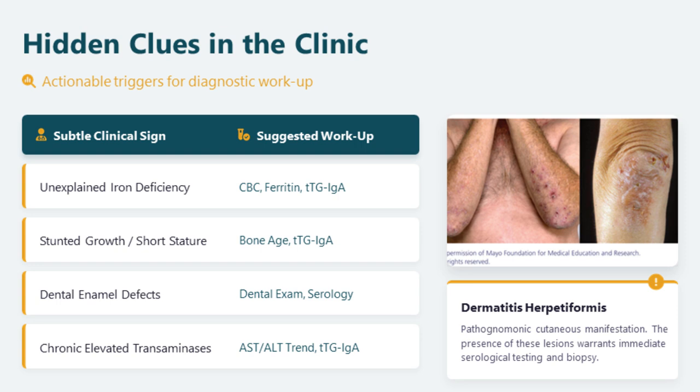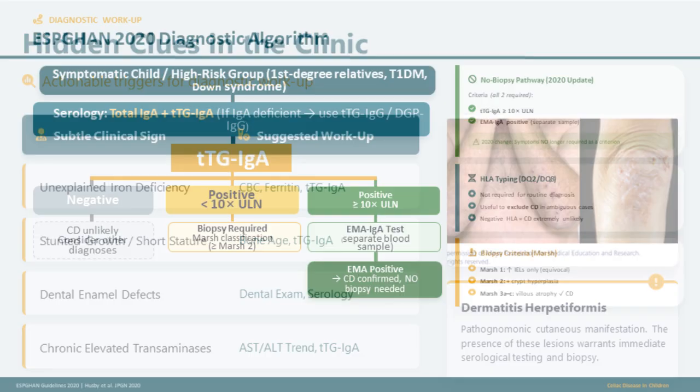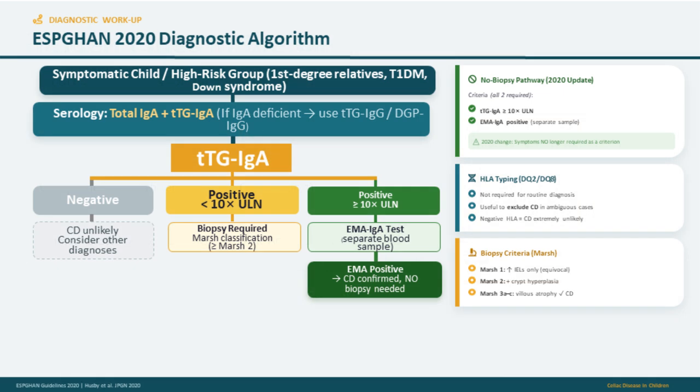diagnosis would be required. Now, the question that always comes when you're doing a diagnosis is when to do an endoscopy. It's easy to do a blood test, but when do you do an endoscopy? So if you have a symptomatic child, or you have a child where you're screening like a first degree relative, or you're doing it in a type 1 diabetes mellitus or a Down syndrome, the first thing that you do is do a total IgA and a TTG-IgA. If you have an IgA which is on the lower side, then you do TTG-IgG, or you do a DGP-IgG. So you do the IgG.